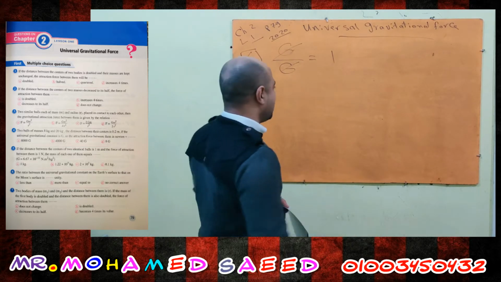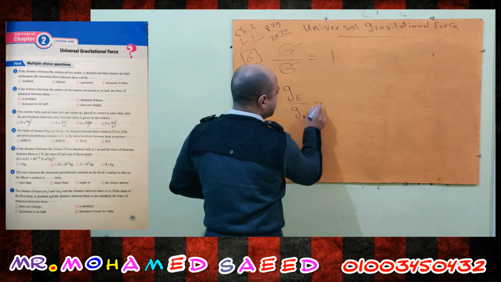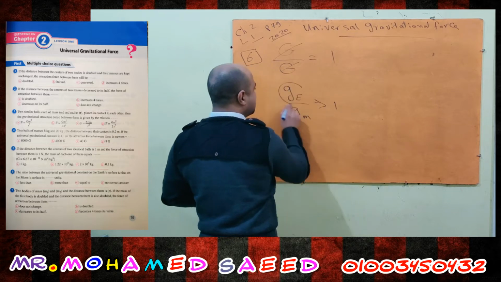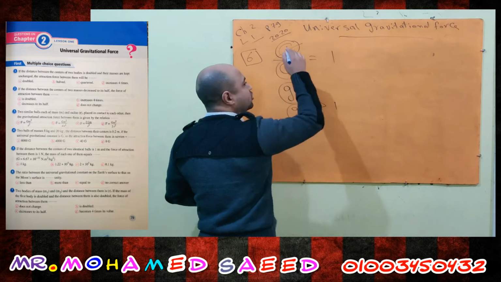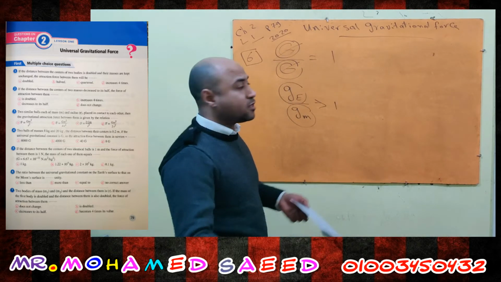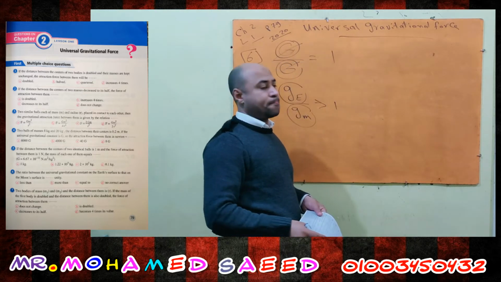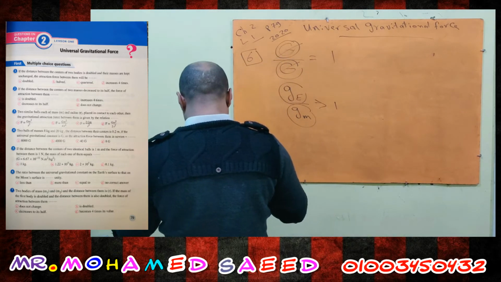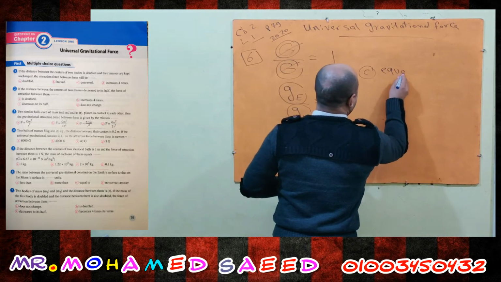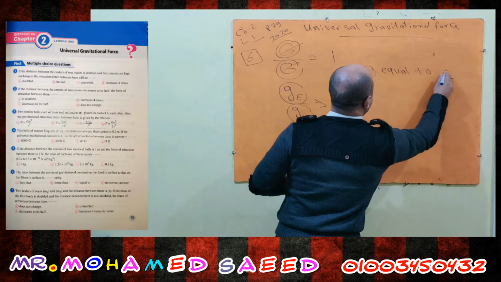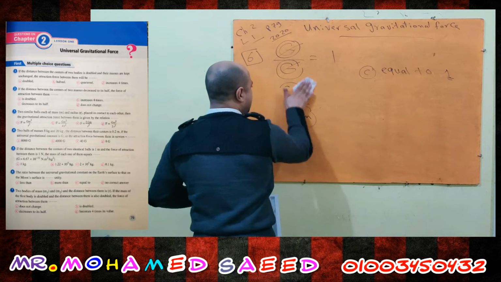Unlike g, where g on Earth over g on Moon is greater than 1, g on Earth differs from g on Moon. While the general gravitational constant on Earth, on Moon, on Jupiter, on any place in the universe is constant. G equals 6.67 times 10 to the power -11. Okay, so the true answer is C, equal to 1, because G on Earth equals G on Moon. G capital on Earth equals G capital on Moon.